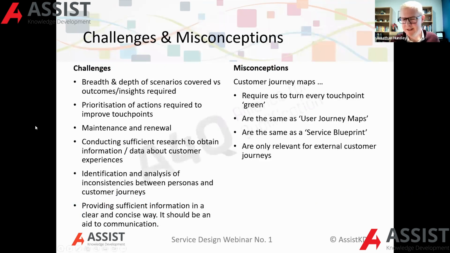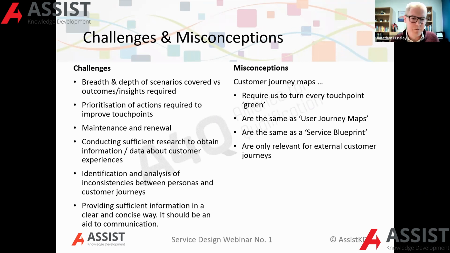Some challenges, and there are lots of challenges with regard to using customer journey maps. How many scenarios should we cover? What's the breadth and depth of the insights that we need to obtain, and how many different actions and touch points should we be mapping against?